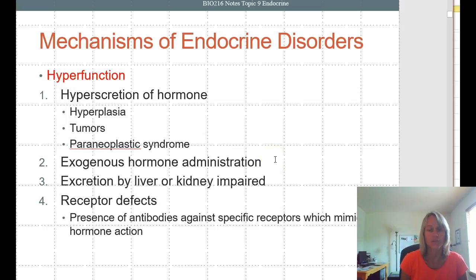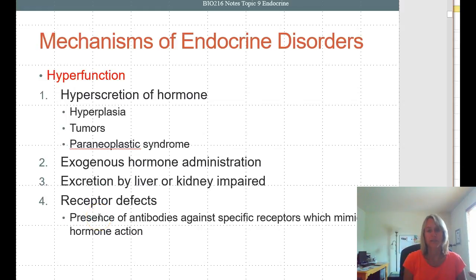This could be due to exogenous hormone administration, such as in Cushing's disease. It can be caused by too much exogenous prednisone. Or maybe you have liver disease, or the kidney function is impaired, and this could lead to a longer half-life of hormones. For instance, in liver cirrhosis, we have increased amounts of antidiuretic hormone and aldosterone because the liver is not inactivating those hormones. It could also be due to receptor defects.